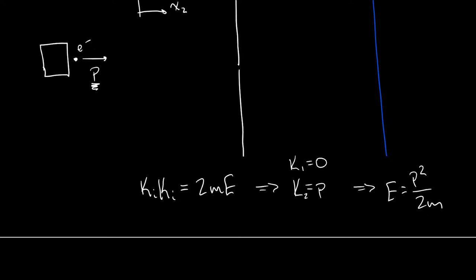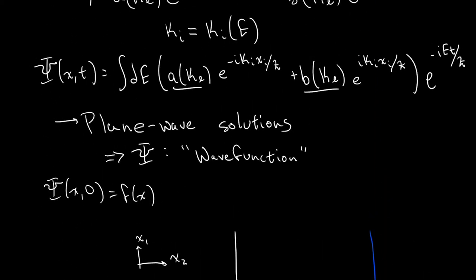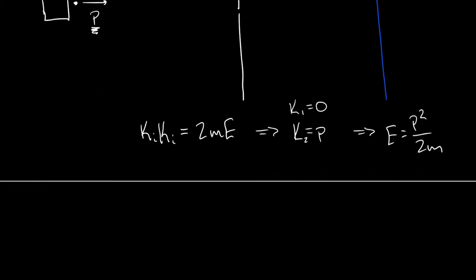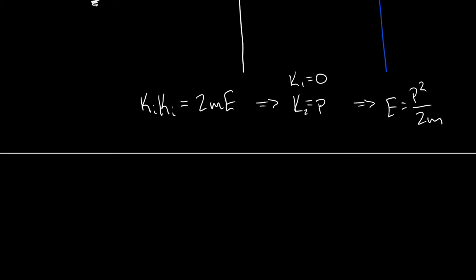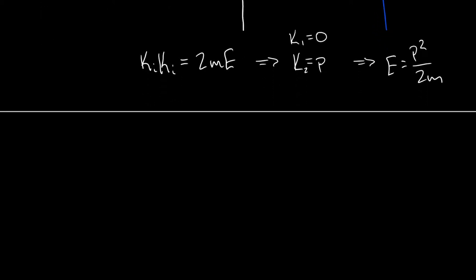Okay. So now, using what we found above, we get these plane wave solutions. We get one plane wave for each value of the momenta. So if we just have a single value of the momenta, we're just going to get one plane wave. And in fact, since it's a right moving plane wave, we're shooting this to the right, we're only going to get one piece.